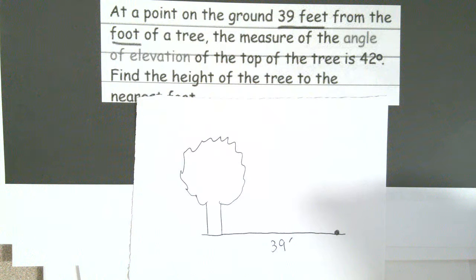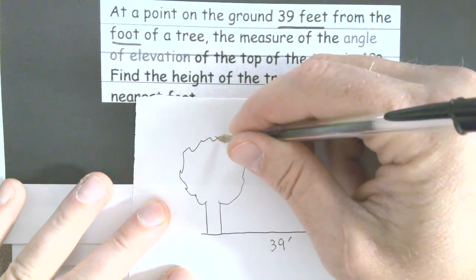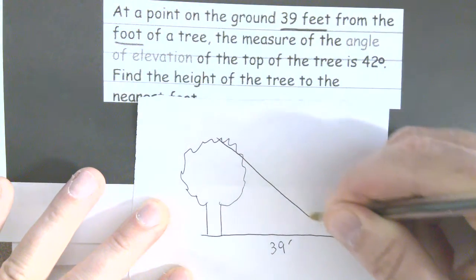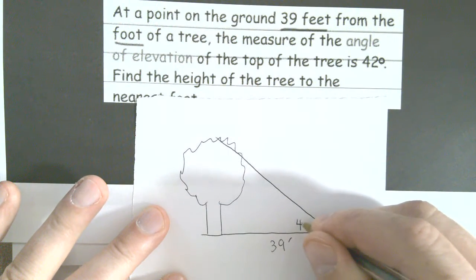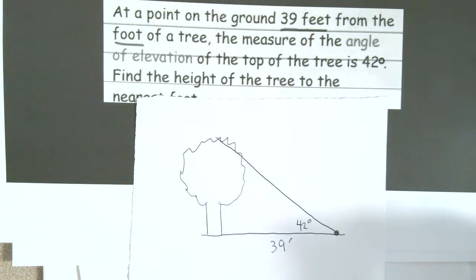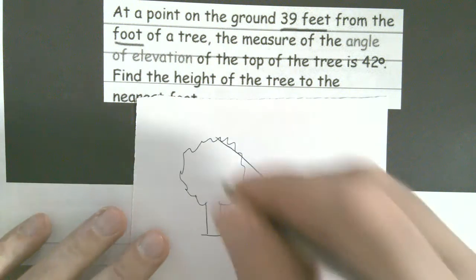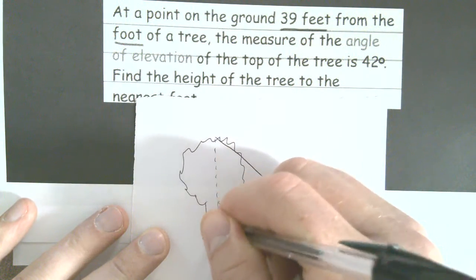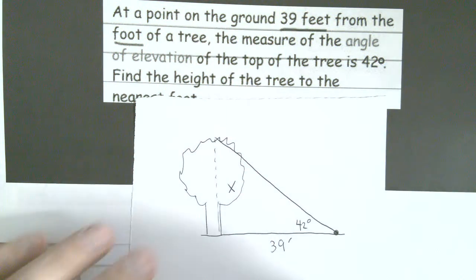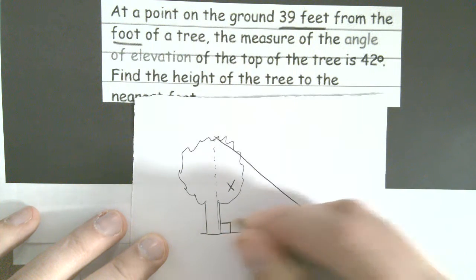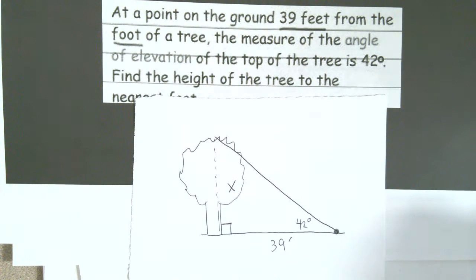It's telling us that the angle of elevation to the top of the tree is 42 degrees. So if I draw in a line here that goes to the point from the top of the tree, that angle of elevation is 42 degrees. And the question being asked is, how tall is the tree? We're just going to call that vertical distance x, and hopefully you see then where our right angle is in the picture.